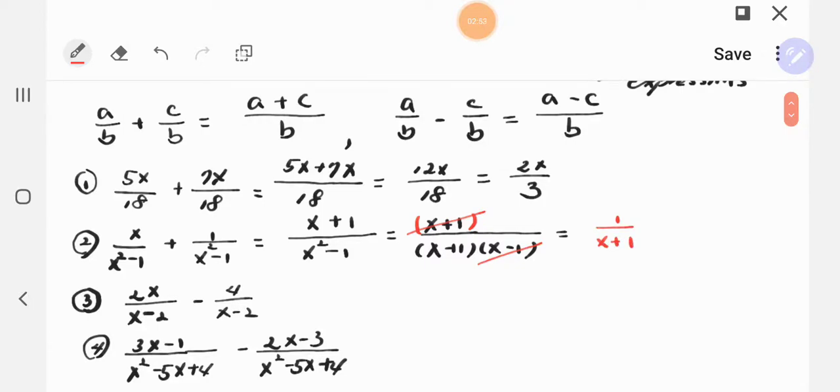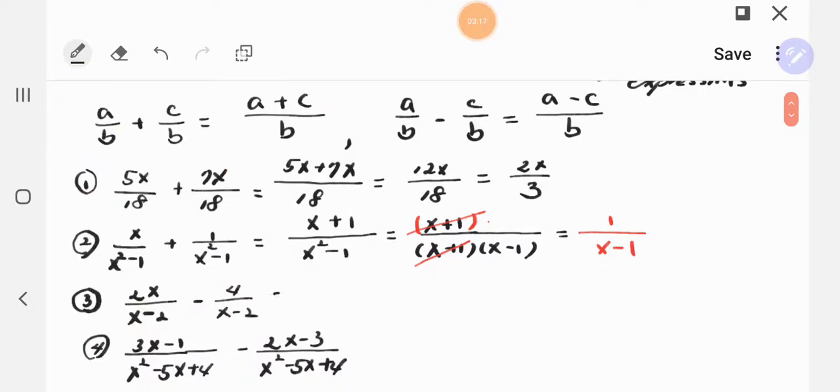Is it x plus 1 or x minus 1? Sorry, I canceled out the wrong one. So x plus 1 cancels out. The numerator factor cancels out, so what we have is only 1 left, since it is multiplied by 1. So 1 over x minus 1.